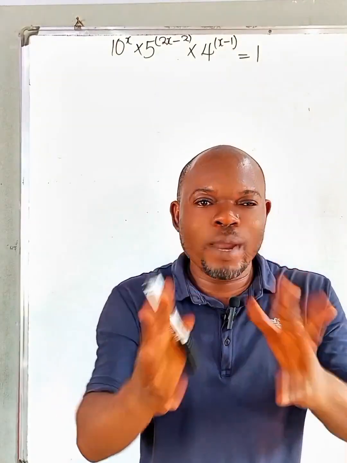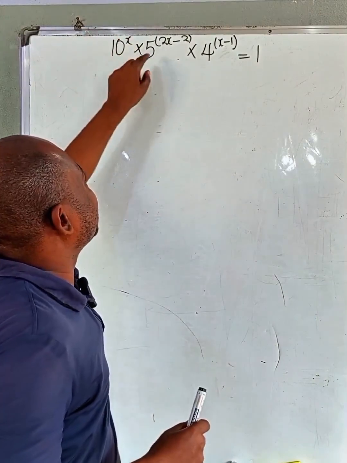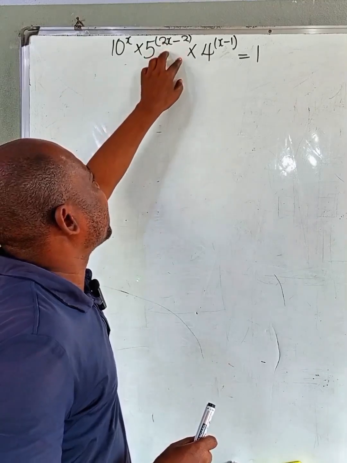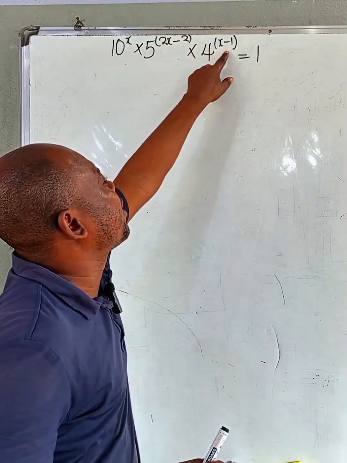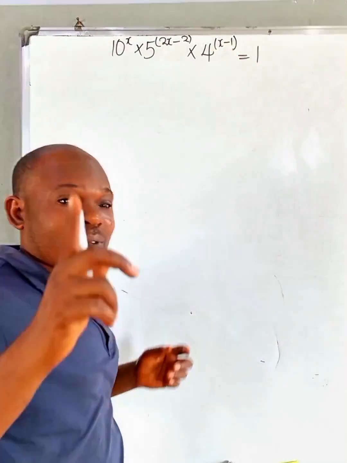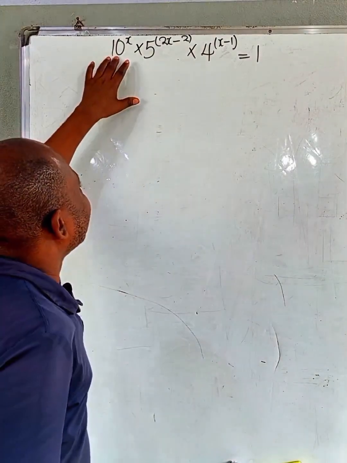Let's solve quickly. We have 10 raised to the power of x times (5 raised to the power of 2x minus 2) times (4 raised to the power of x minus 1) equals 1. All right, we're going to get this resolved as fast as we can. So what we have here is to break this down.